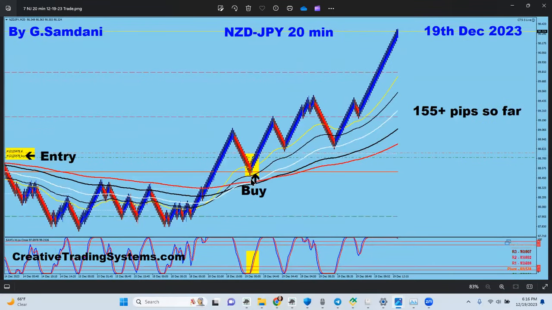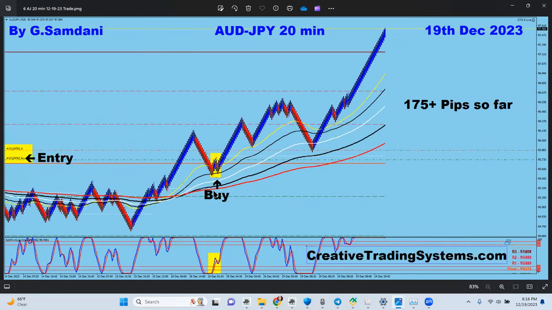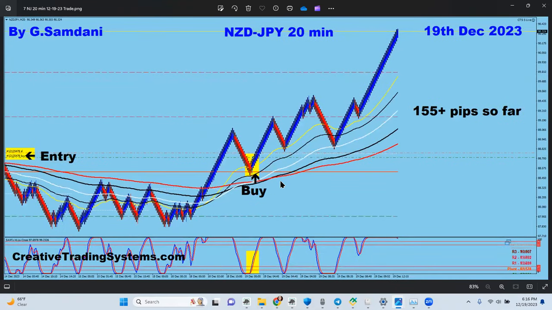New Zealand yen, same setup, like Picasso is painting the painting, right? Look at this one, this setup, and this setup, perfect by the book. So the EA takes any setup like that, EA will take it. You see this EA here, CTS5 live, that's the one, right? So it takes that.